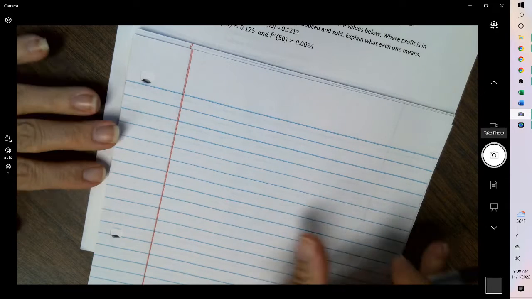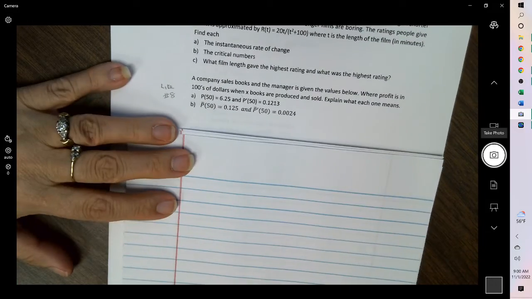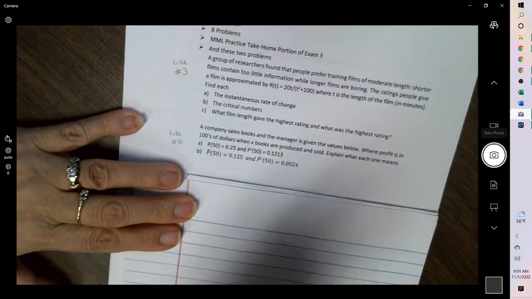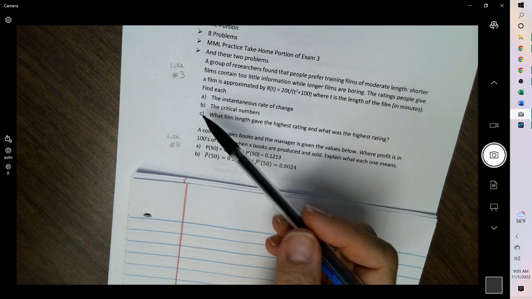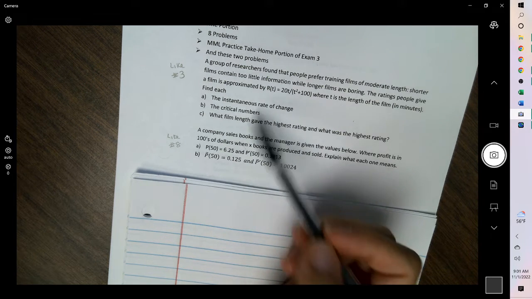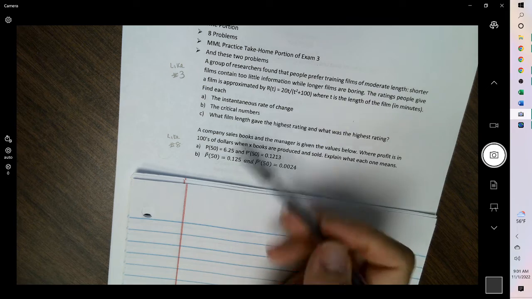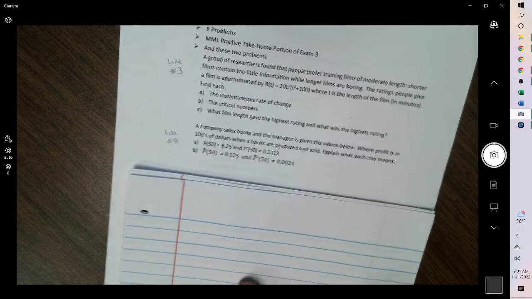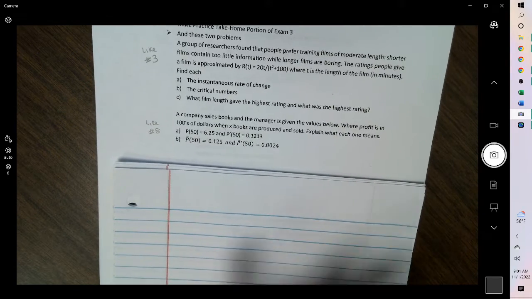So for this one here, a lot of people are having questions. Number 3 and number 8 on the take-home are similar to these two, so I thought I'd do them for you because some students are working on them right now.